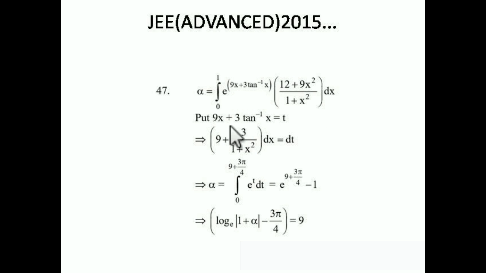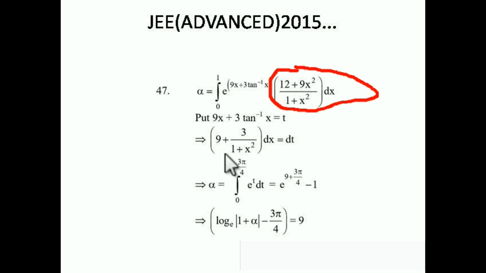That means 9 plus 3 upon 1 plus x square dx is equal to dt. So it becomes 9 plus 9x square plus 3, that means 12 plus 9x square upon 1 plus x square dx is equal to dt. That means this whole term comes as dt. Okay, so it becomes e raised to t dt, but we have to change the limit. Here x is equal to 0, that means t is equal to 0. So the lower limit is the same.